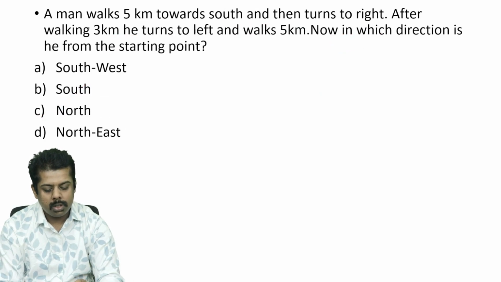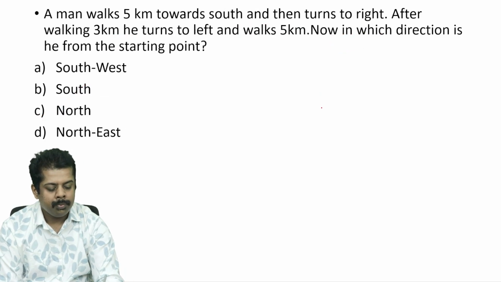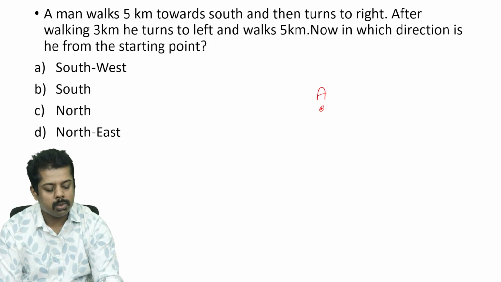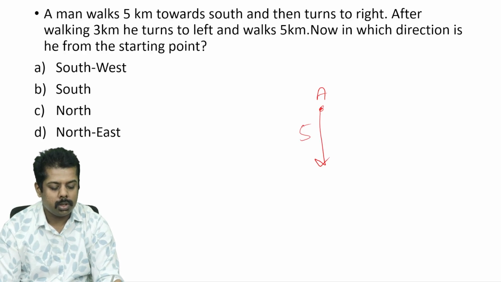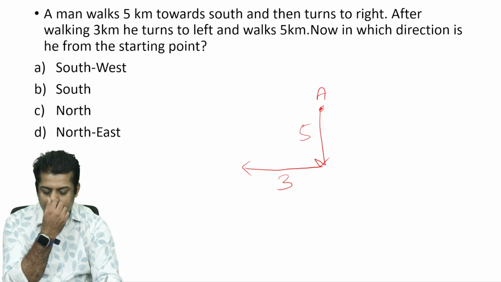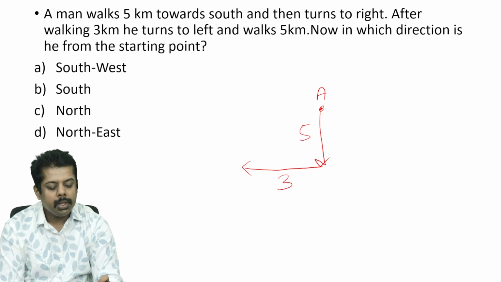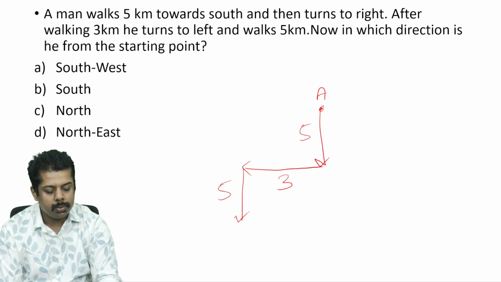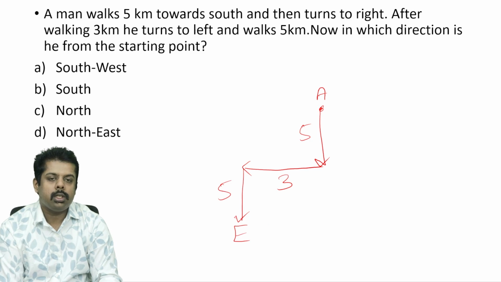Now moving to the next question. Here as well they've asked the direction. So we can just try and place the diagram here. Starting point I have taken as A. First the person is moving 5 kilometers south. Now he takes a right turn and walks 3 kilometers. As we know, facing south, right is towards west. Now from here he takes a left. As we know, from here left is towards south. Now the distance covered is 5 kilometers.